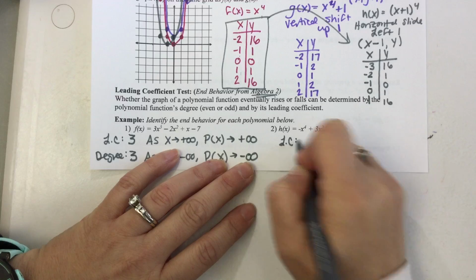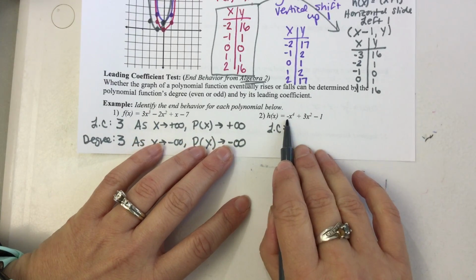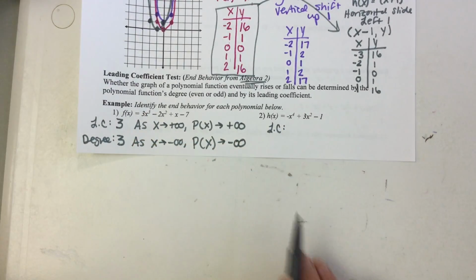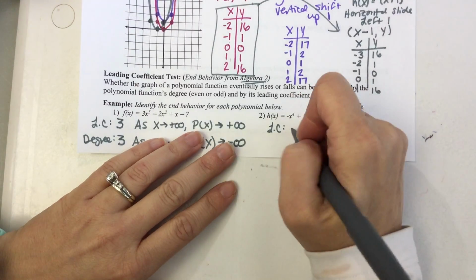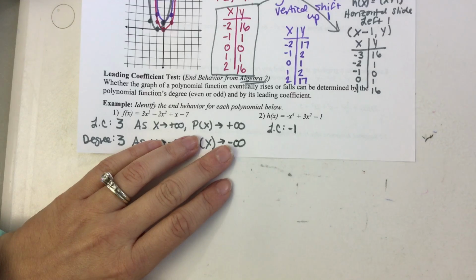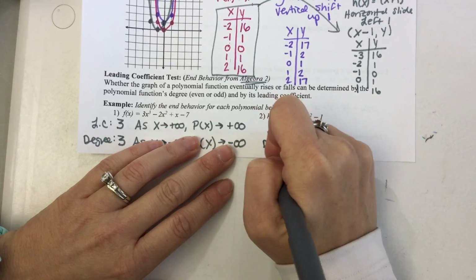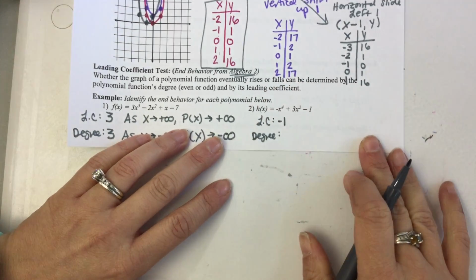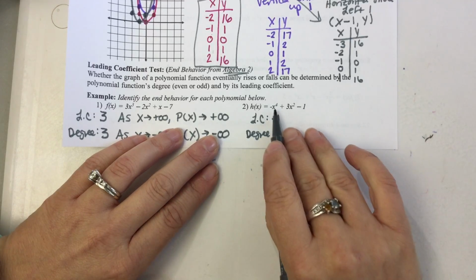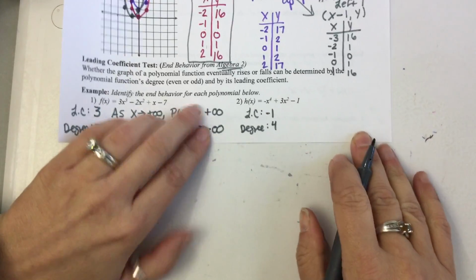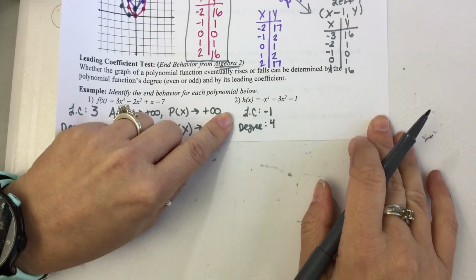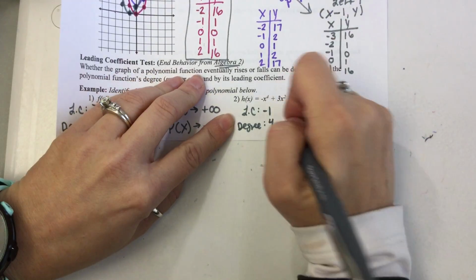Okay, leading coefficient. 4x's, 2x's, no x's. So it is in standard form. Your leading coefficient is the number out front. In this case, it's a -1. Your degree is the highest exponent on the variable. It is a 4. Now the leading coefficient tells you what happens as you go to the right.